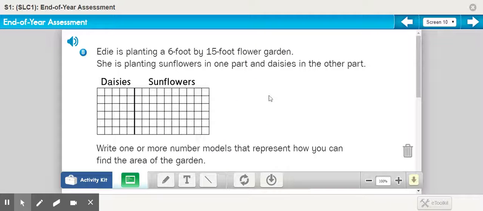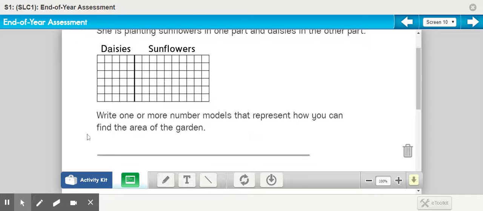I have number 8, which reads, Edie is planting a 6-foot by 15-foot flower garden. She is planting sunflowers in one part and daisies in the other part. And so they drew you a picture here. Write one or more number models that represent how you can find the area of the garden. And so as I look up here, I'm going to focus in on each part of the garden. And so if I think of these two sections as arrays, this should help me with my work.